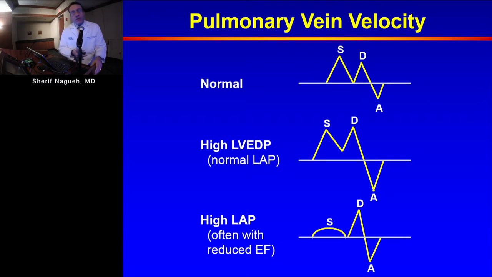Pulmonary veins, this records flow from the vein into the left atrium. So there is forward flow in systole and diastole. Why? Because there is a positive pressure gradient between the vein and the left atrium. When the atrium contracts late in diastole, it sends blood backwards. So this is flow from the atrium into the vein, and we get an A velocity.